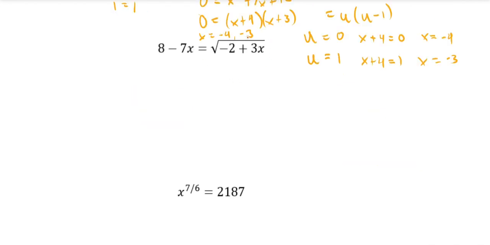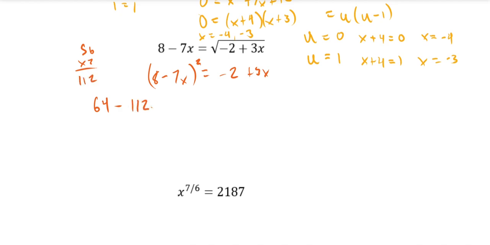Here, the square root has already been isolated, so we can begin by squaring both sides. 8 minus 7x squared is then equal to minus 2 plus 3x. Now, 8 minus 7x squared, foiling this, will give us 64. Twice the product of the middle terms, which is 56, and 56 times 2 is going to give me 112. So we get a 112x in the middle. And negative 7x times negative 7x is going to be positive 49x squared. This is all supposed to be equal to minus 2 plus 3x.